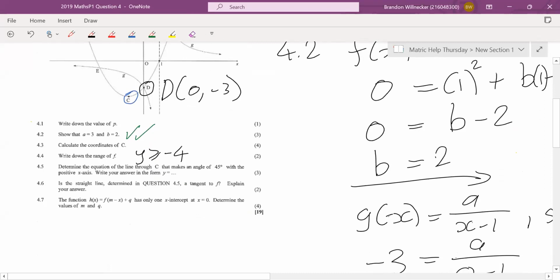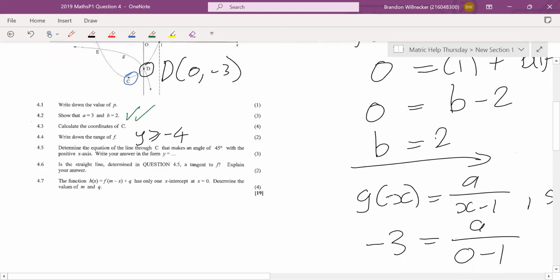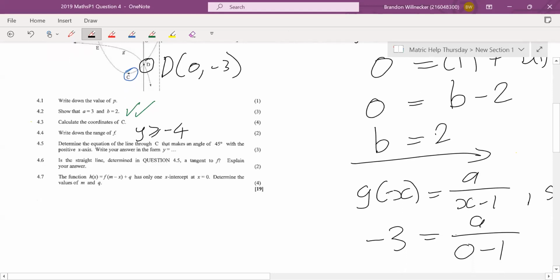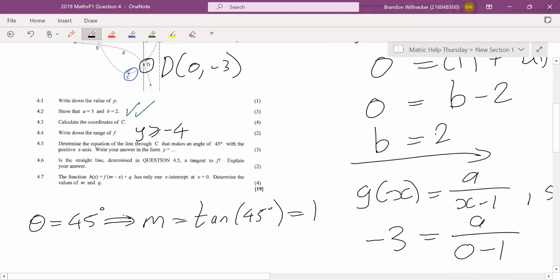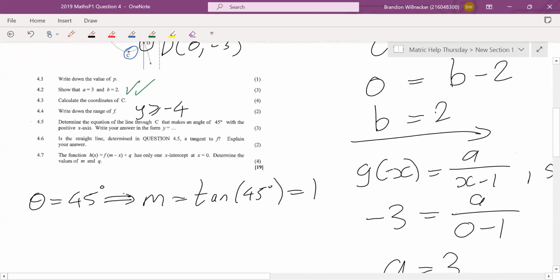4.5, determine the equation of the line through C. Okay, so we've got C over there. That makes an angle of 45 degrees, okay, with the positive x-axis. Write your answer in the form y equals, well, we know if it's a line, it will be y equals mx plus c. Okay, so let's go ahead and do this. Well, firstly, we know that it makes an angle of 45 degrees. So if theta is 45 degrees, that means the gradient will be the tangent of 45 degrees, but that's just going to be 1.